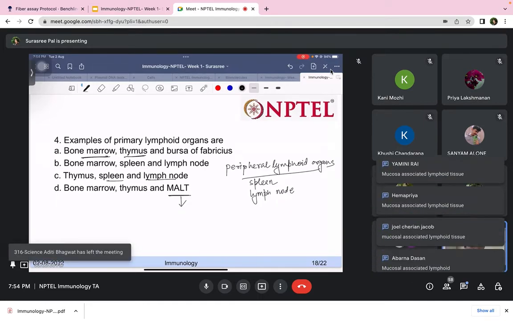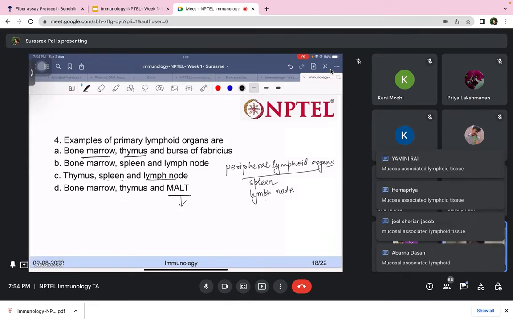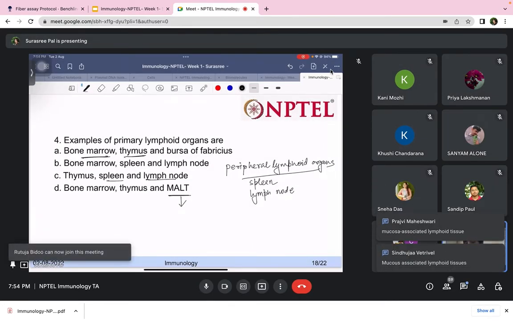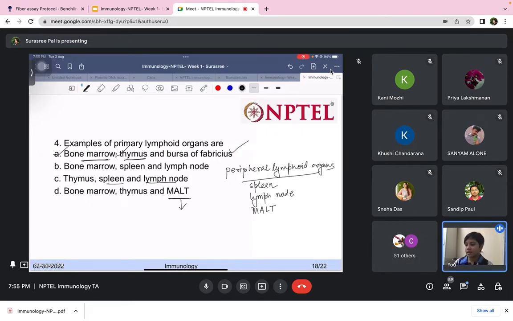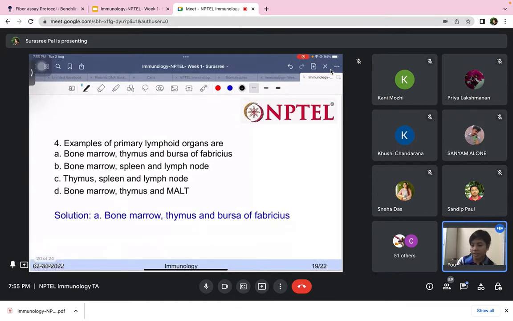Yes, mucosa associated lymphoid tissue. You're very right, good. This MALT, or the mucosa associated lymphoid tissue, is actually some patches on the mucosal surface which are rich in immune cells, right? So that also comes under peripheral lymphoid organ or secondary lymphoid organ. Whereas bone marrow, thymus and bursa fabricius are the primary lymphoid organs. So your answer is correct. This is solution A, and the bursa fabricius is actually present in birds.